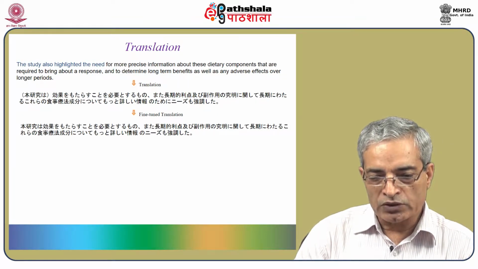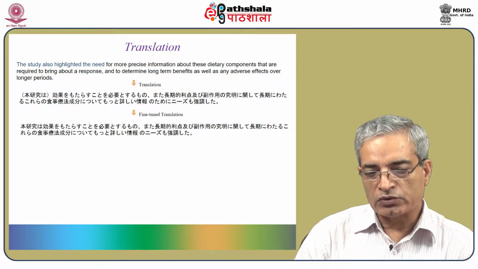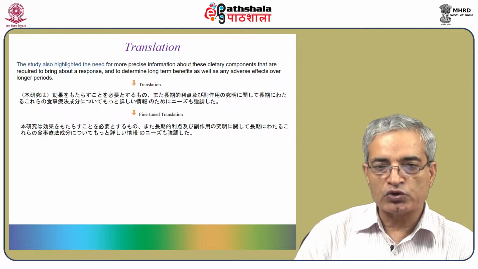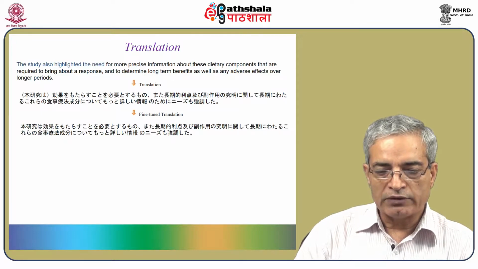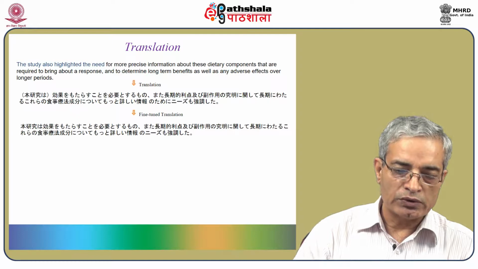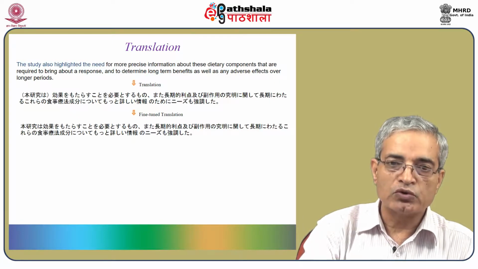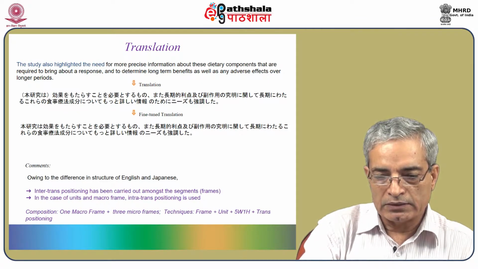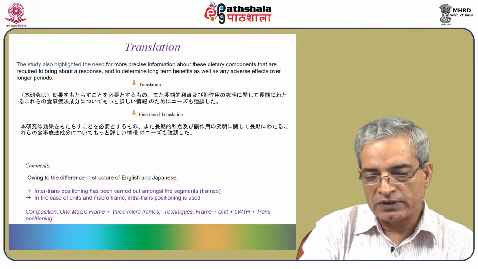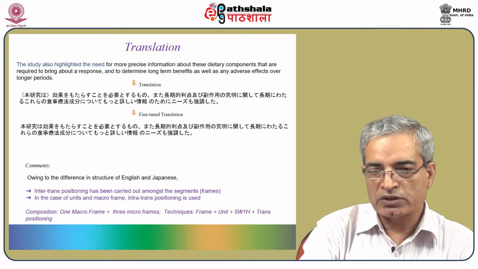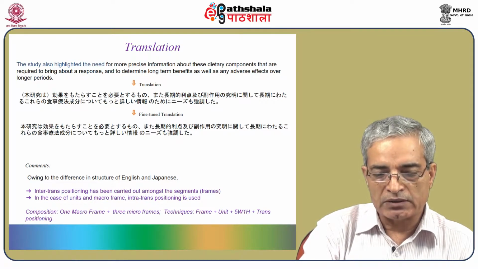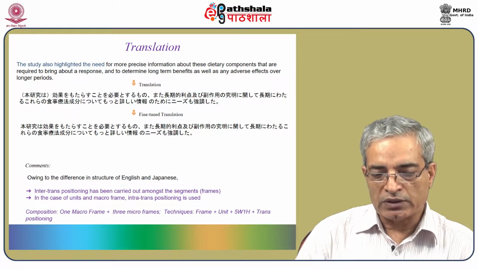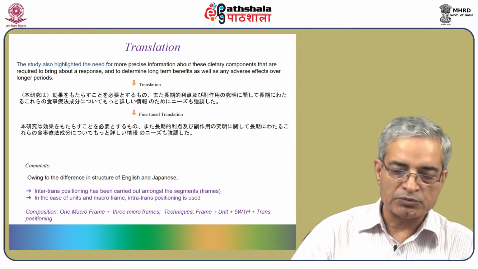It's hon kenkyū wa koka o motorasu koto o hitsuyo to suru mono mata choki teki riten oyobi fukusayo no kyume ni kanshite choki ni wataru korera no shokuji ryoho seibun ni suite motto kuwashi joho no nizumo kyocho shita. And the comments are, owing to the difference in the structure of English and Japanese, intertranspositioning has been carried out amongst the segments. In the case of units and macroframe, intratranspositioning is done.